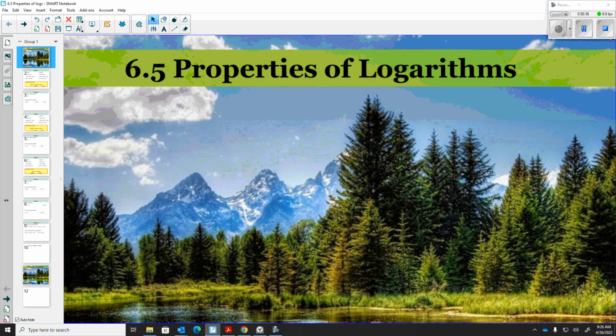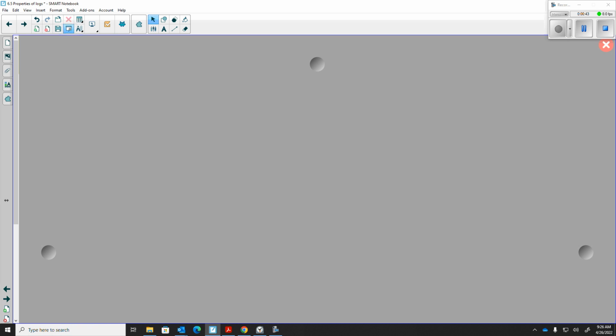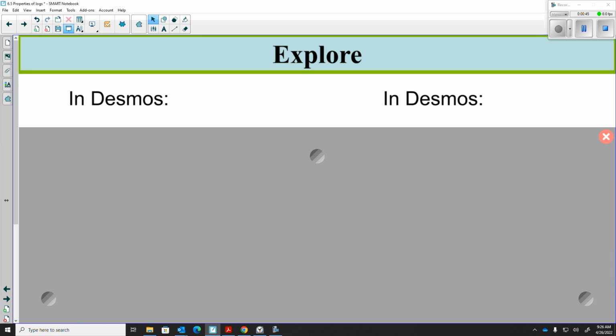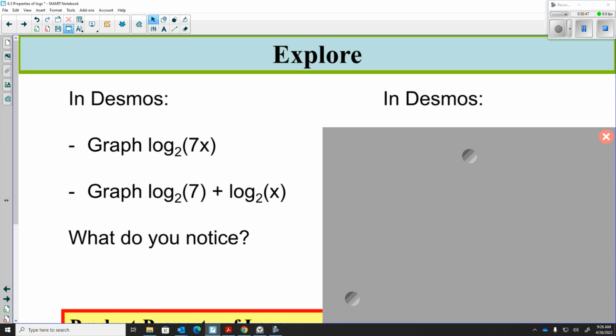So before, how do I want to do this? Do you want to do this on your own Desmos, or do you want to do a group Desmos? Okay, group Desmos. Then let me get out Desmos real fast.